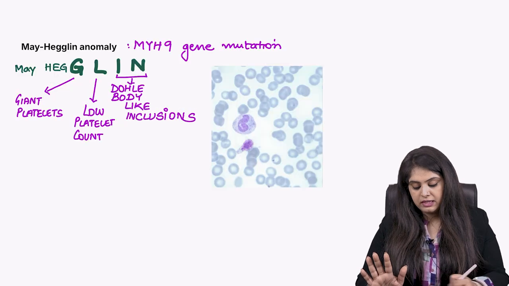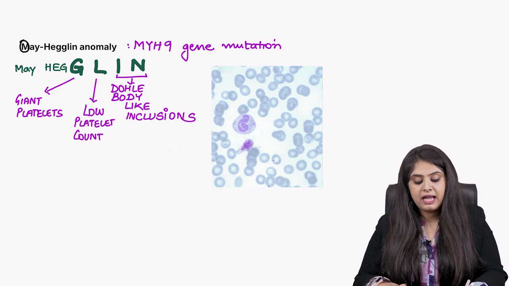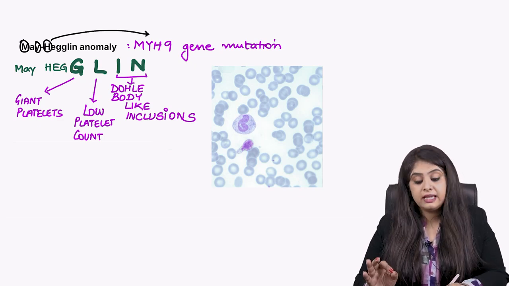Finally, hyper and hypo are done. Moving on to the next one, what is May-Hegglin anomaly? So the way you write May-Hegglin, I can take up M, Y and H, and that will tell me the gene mutation, that is MYH9 gene mutation.